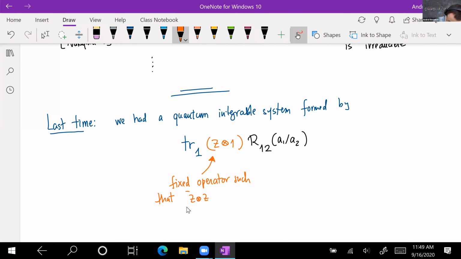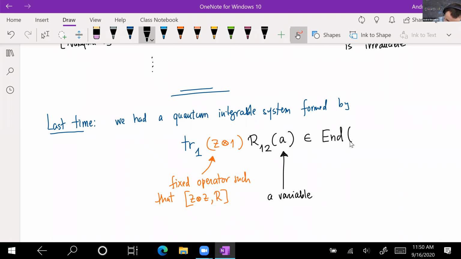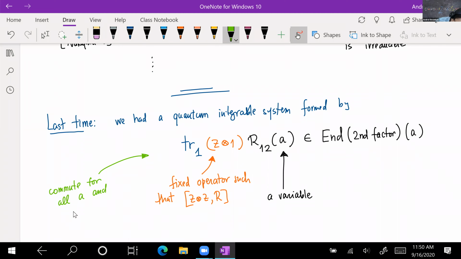That under Z commutes with R. And this is, maybe I'll just name it A, a variable. So this is an endomorphism of the second factor, a family of functions in A with values in endomorphisms of the second factor. And so this commute we discussed, this commutes for all A and fixed.